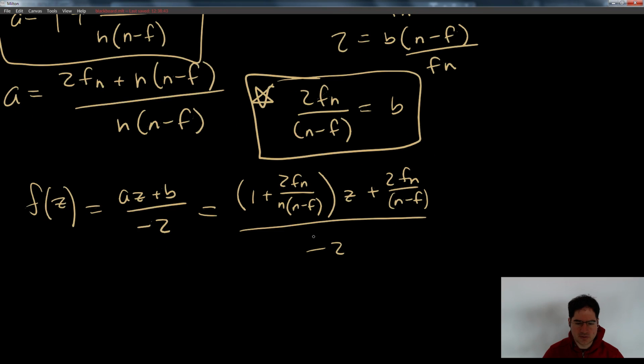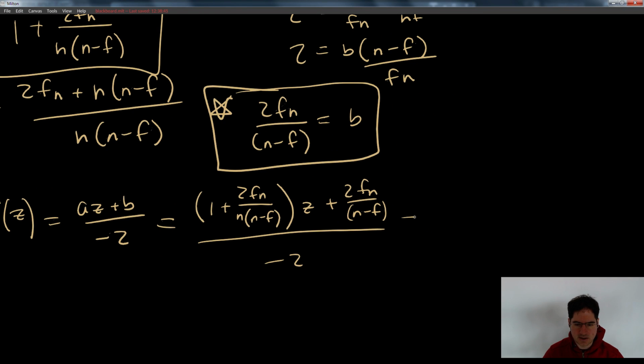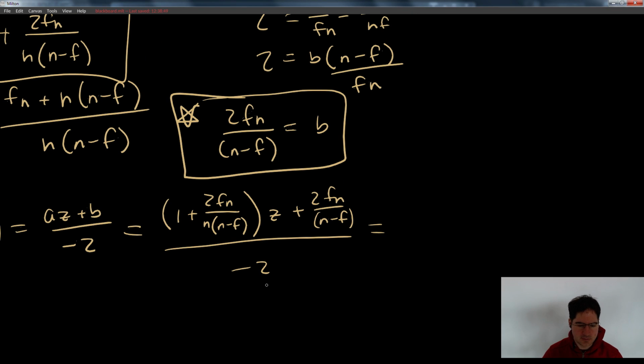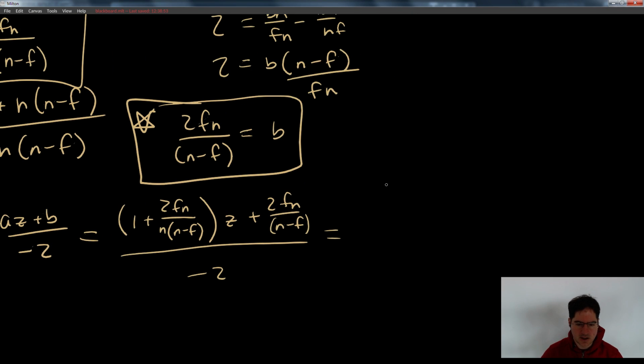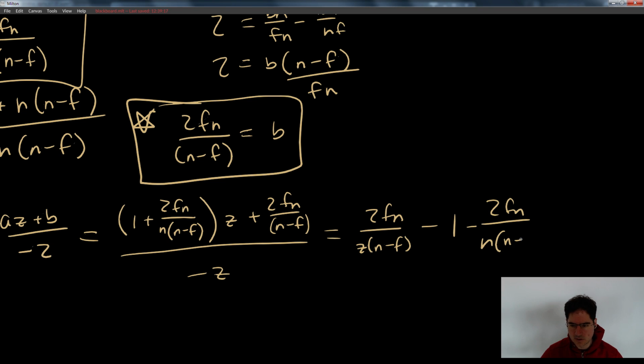And so if I want to simplify that equation out a little bit, I can ahead of time divide the negative z out here, and that would just be 2fn over z times n minus f, right? Minus this, I guess I could write that, minus 1 minus 2fn over n minus f. Right?